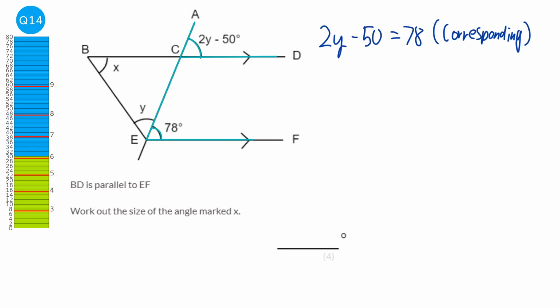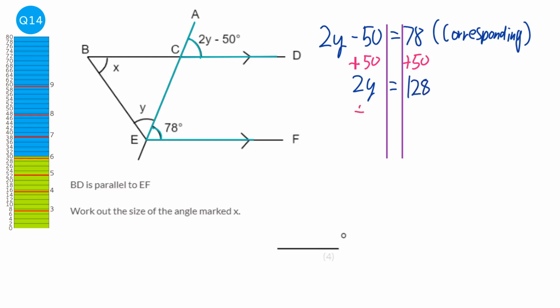Now here we've got an equation and we want to solve it, so we get our lines in. We'll first of all add 50 to both sides. So we've got 2y equals 78 plus 50, which would be 128. And then we're going to halve both sides, or divide by 2. So we've got 64. So we know that y is 64. And so we look back at the diagram to find out how we'd work out x.